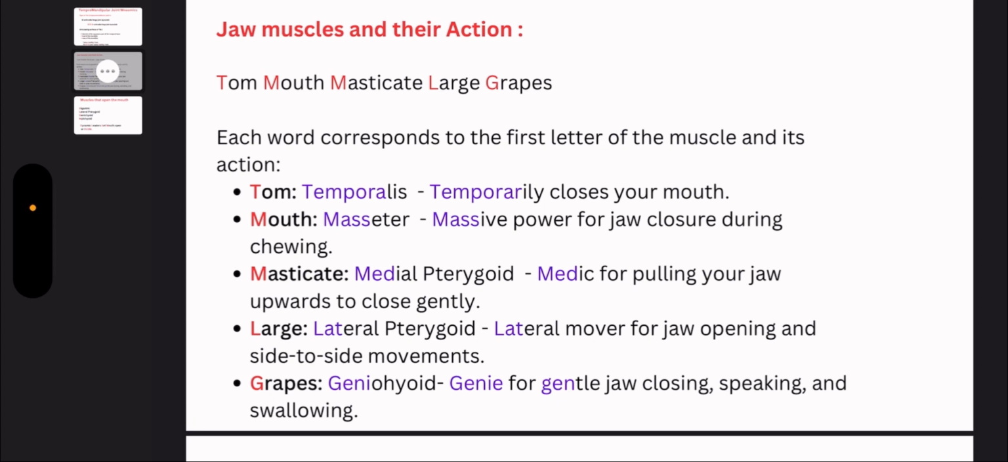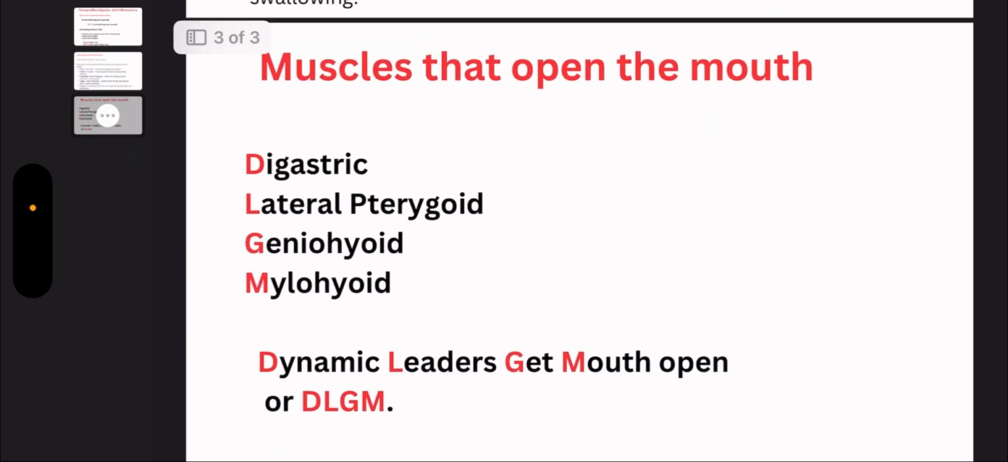And the last word in our mnemonic is grapes, which reminds you of the muscle geniohyoid. You can remember the function of geniohyoid by remembering geni, which is like gentle: gentle jaw closing, speaking, and swallowing. So when you do gentle things like speaking and swallowing, speak and swallow gently, this is geniohyoid. Summary: remember Tom mouse masticate large grapes, which will give you the muscles. And after you figure out the muscles, from the name of each muscle, you can figure out the function.